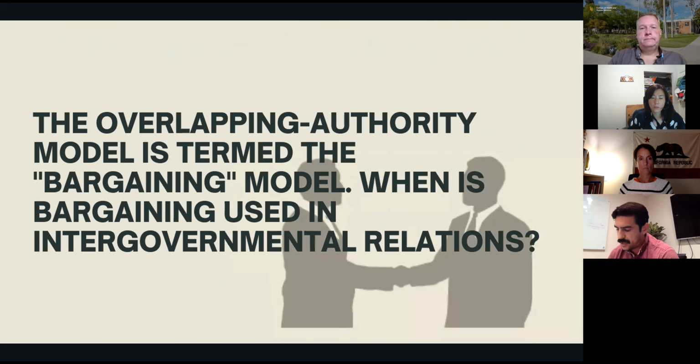So, with the bargaining model, when is bargaining used within intergovernmental relations? Are there any examples that we see in government today where we see this bargaining taking place between local, state, and national government? Do we have any examples of that?